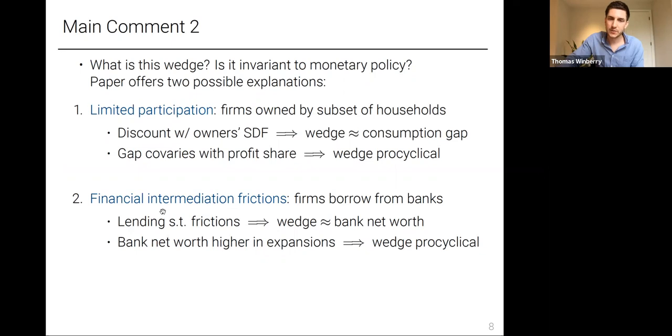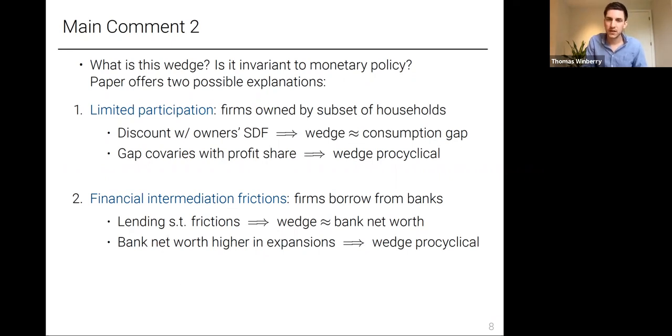The second possible explanation is there are frictions in the financial intermediation sector. So the cost of capital that firms face depends on the willingness of banks to lend to them. If there's some friction in that process, then that cost of capital is going to depend on the willingness of banks to lend, which in simple models is related to bank net worth. And again, if bank net worth is pro-cyclical, you get this additional volatility in the wedge. So both of those make complete sense.